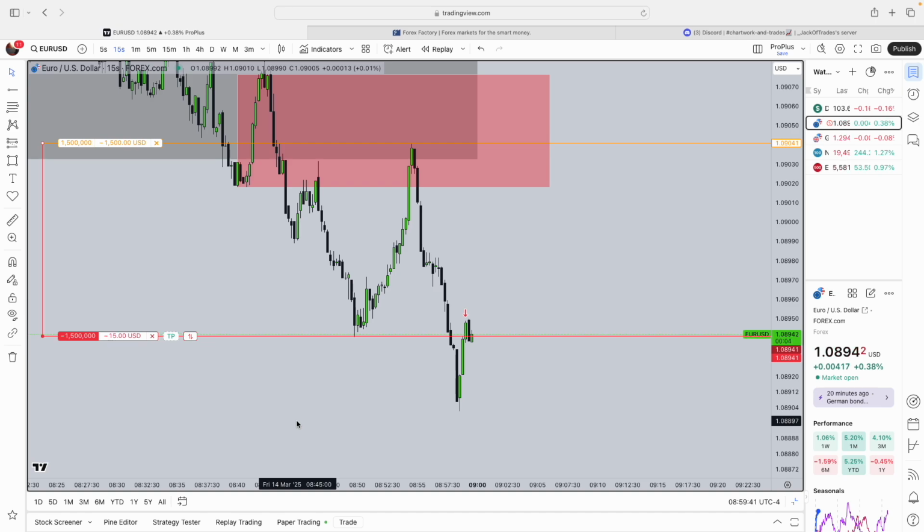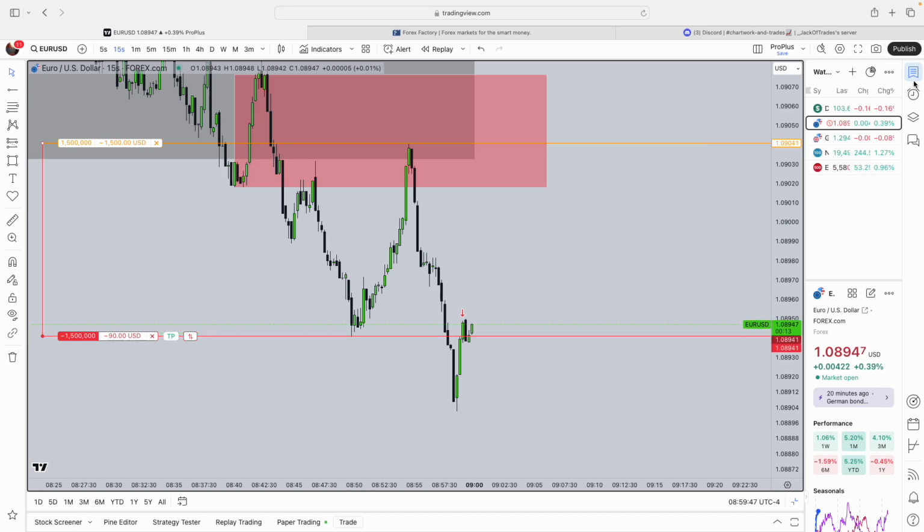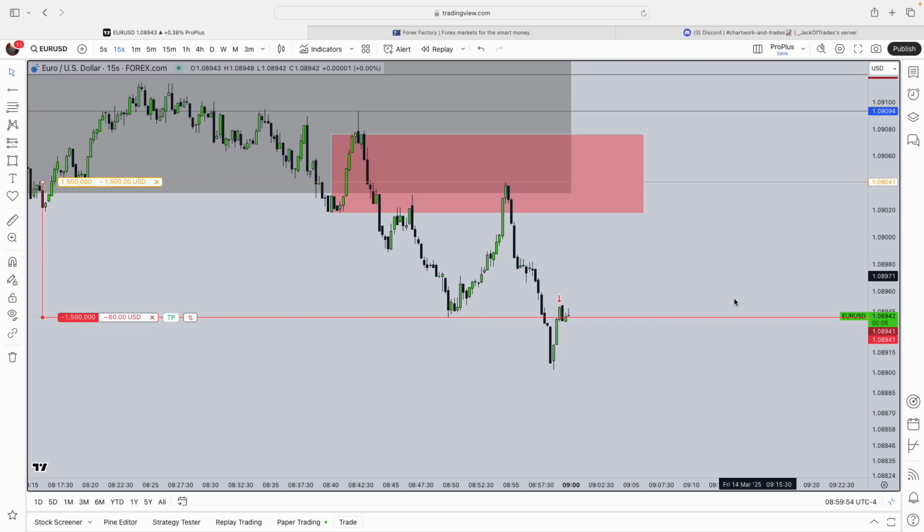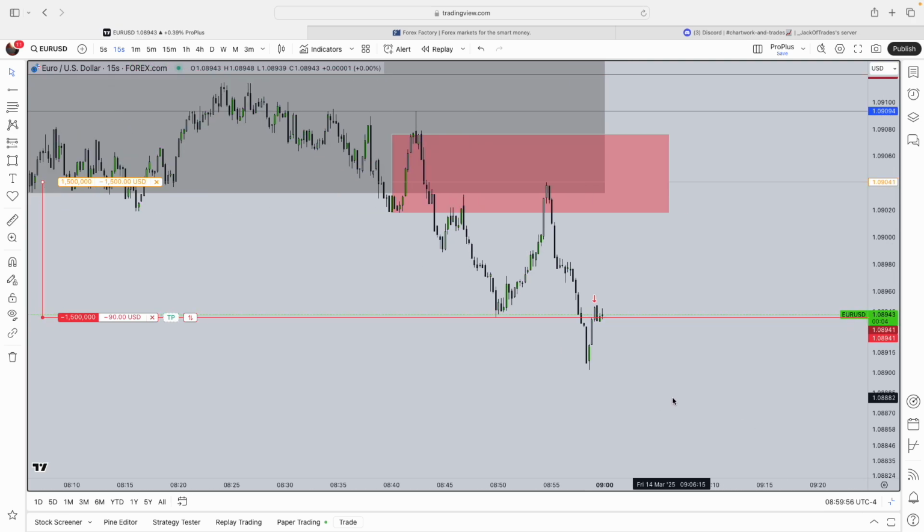There we go. Got two positions in on MetaTrader 4 as well. And yeah, news is coming out in a second. This is not too big of news, so I don't actually mind holding it through the news. So we shall see.